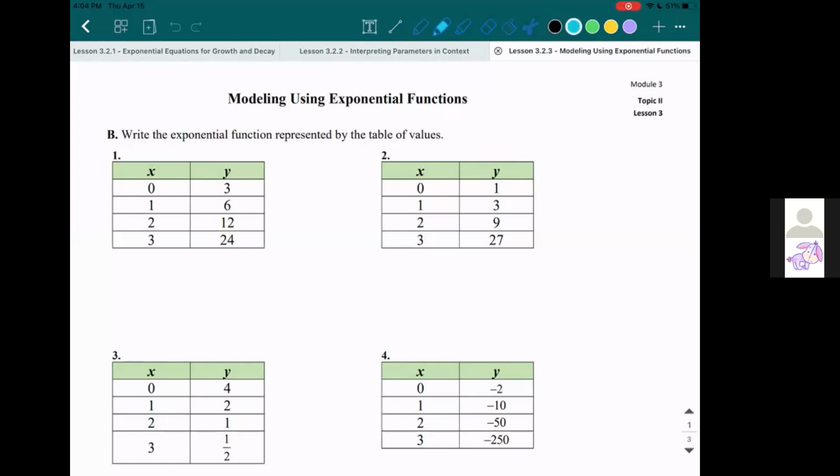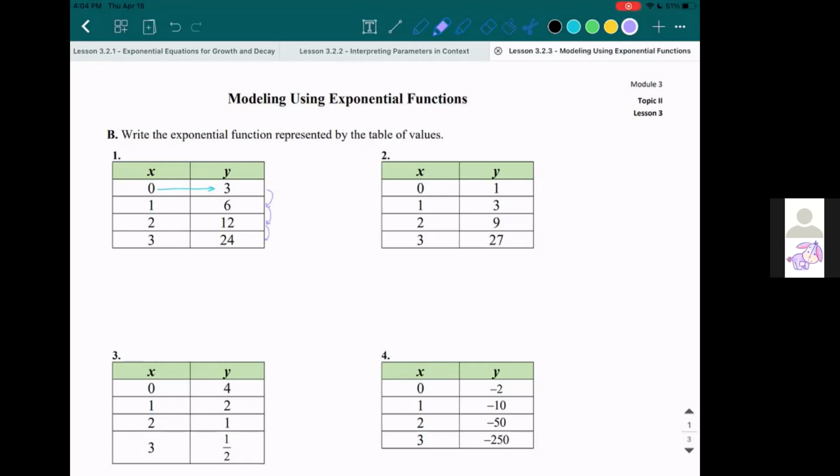The starting number is going to be the one next to the 0 on your t-table, and that's going to be 3. So this is our starting number. And then the common ratio is going to be the number that you multiply every single time to get to your next term. So 3 times what equals 6? 6 times what equals 12? 12 times what equals 24? And it should be the same number every single time.